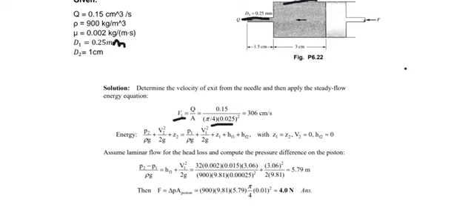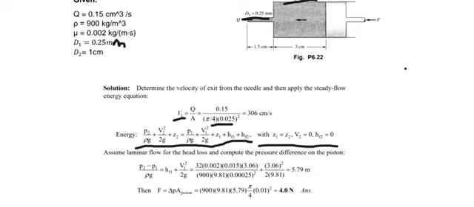Then we have the steady flow energy equation: pressure 2 over rho g plus V sub 2 squared over 2g plus z sub 2 equals pressure 1 over rho g plus V sub 1 squared over 2g plus z sub 1 plus HF1 plus HF2, with z sub 1 equal to z sub 2, and P sub 2 equal to 0, and our HF sub 2 equal to 0.